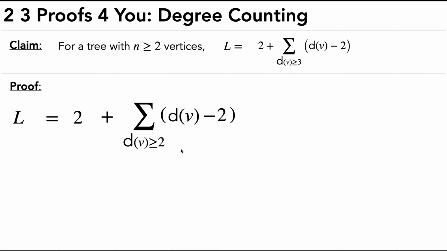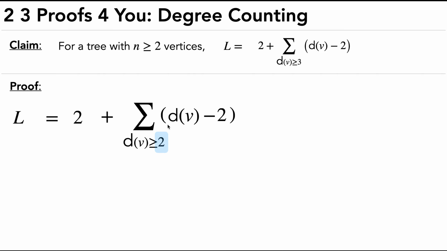The only thing left between what we've proven so far and what we're trying to show is that the condition in our summation has degree of the vertex greater than or equal to 2, while the thing we're trying to show has degree of the vertex greater than or equal to 3. Can we just swap this 2 out for a 3? Turns out we can, because when we're doing our summation, we're summing the degree of the vertex minus 2. Whenever the degree of the vertex is equal to 2, we're just summing 2 minus 2 equal to 0. So we can swap this 2 out for a 3.